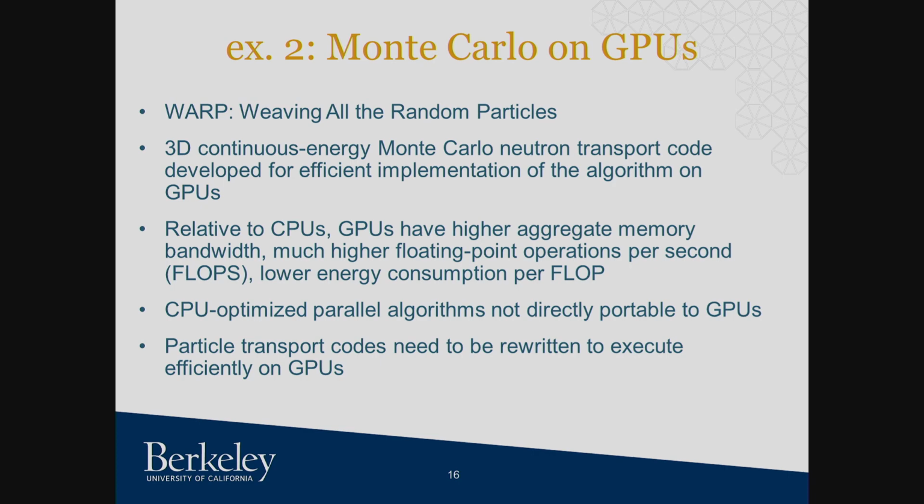And why is that? Compared to CPUs, GPUs have higher aggregate memory bandwidth, much higher floating point operations per second, flops, and lower energy consumption per flop. However, they're structured very differently. So many times CPU-optimized parallel algorithms are not directly portable to GPUs, and that is very true for Monte Carlo for neutron transport.